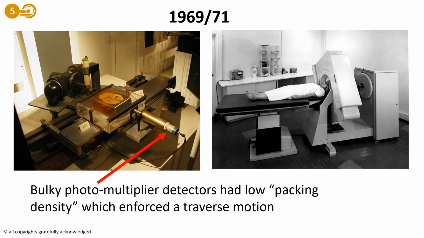Back in 1969 or 71, the scanners that were being used experimentally then had bulky photomultiplier detectors, which were needed because they were the only detectors with adequate performance in terms of the noise performance and the dynamic range. But they had a very low packing density, which meant that you couldn't make, for example, the sort of array of detectors which goes on a CT scanner today. And that enforced a traverse motion, a linear motion, or a motion across the image.